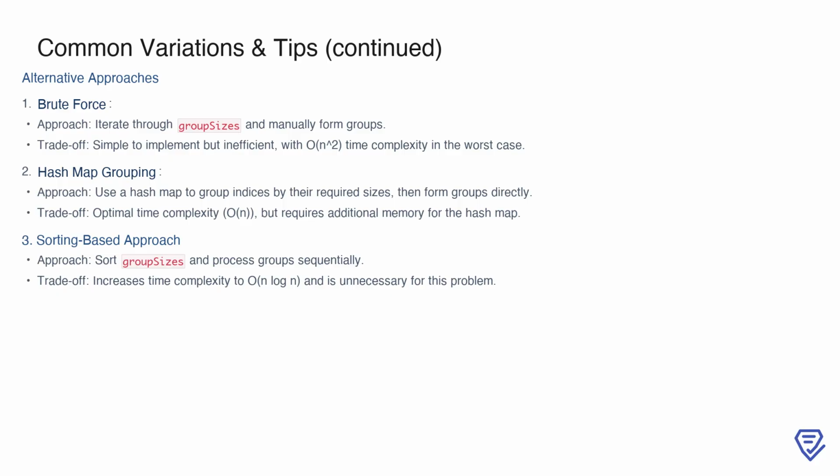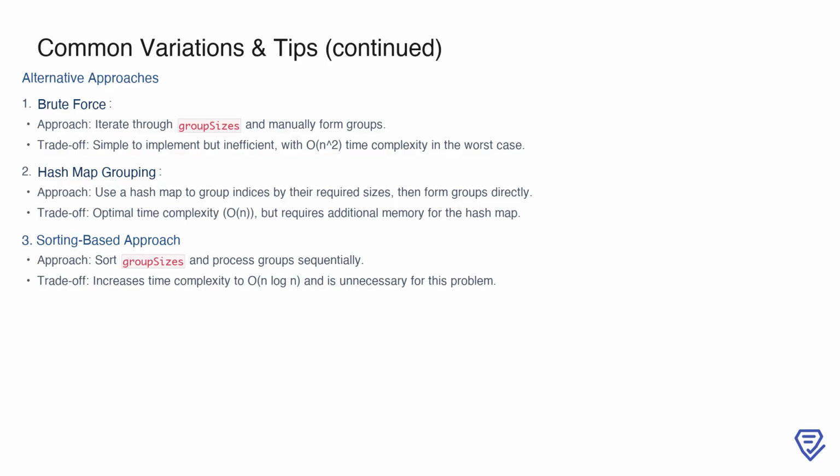A much better option is the hash map grouping approach. Here, you use a hash map to group indices by their required sizes, and then form the groups directly. This method is both efficient and elegant, achieving an optimal time complexity of n. However, it does require additional memory to store the hash map.